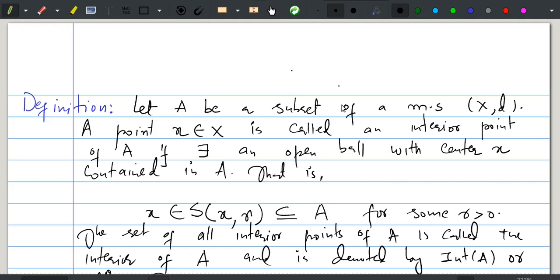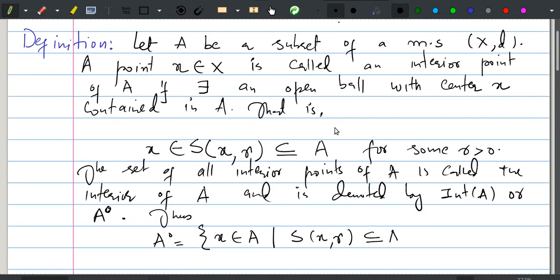We begin this lecture with the following definition. We consider a set A, a subset of a metric space X. Then a point x in X is called an interior point of A if there exists an open ball with center x contained in A. That is, if we consider this open ball S(x, r), which is centered at x, this has to be a subset of A for some r positive.